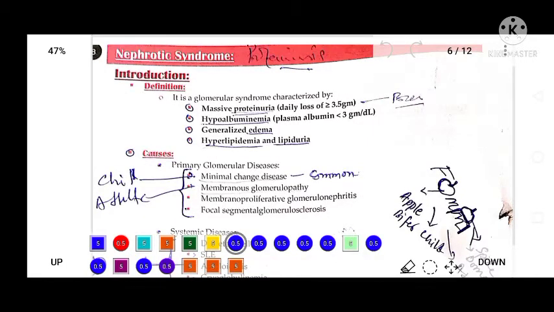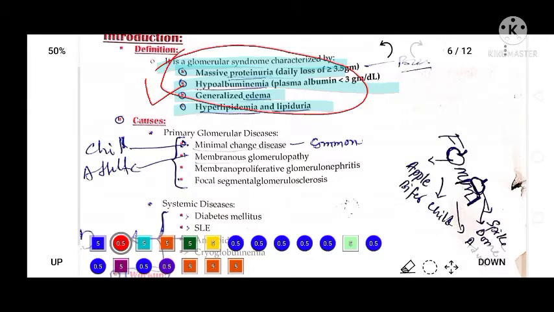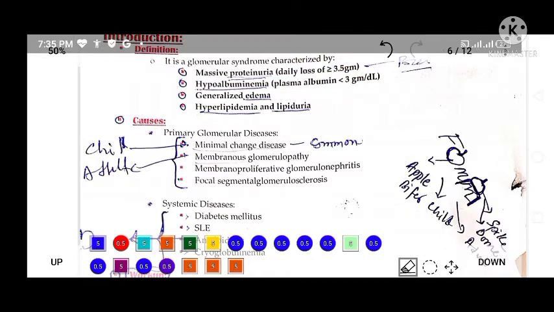Okay, so now we will be looking at nephrotic syndrome. Nephrotic syndrome is defined as a combination of glomerular syndromes characterized by massive proteinuria, loss of proteins in urine greater than 3.5 grams per day, and hypoalbuminemia, generalized edema, hyperlipidemia, and lipiduria. So these are the collective findings in nephrotic syndrome.